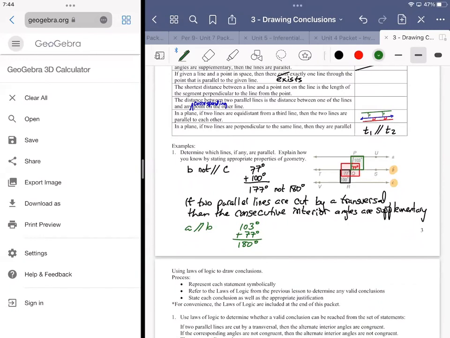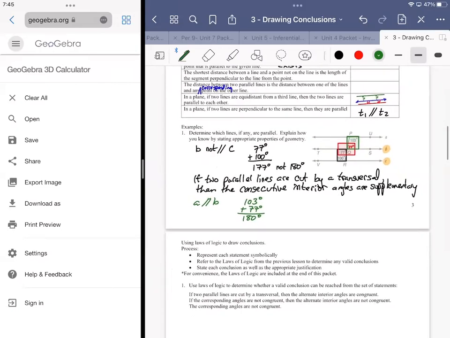Okay, so this was that connection I was foreshadowing, I guess, for lack of a better term, in the last unit. And here we are. So, using laws of logic to draw conclusions, the process is: represent each statement symbolically, P's and Q's if you want, but usually letters that are consistent with whatever the scenario is, just something easy to remember. Refer to the laws of logic from the previous lesson to determine any valid conclusions, and state each conclusion as well as appropriate justification.